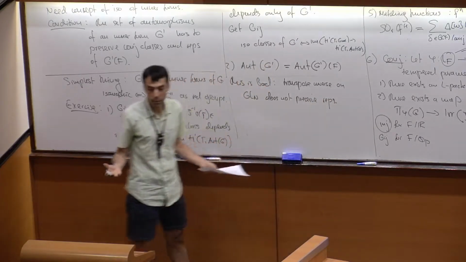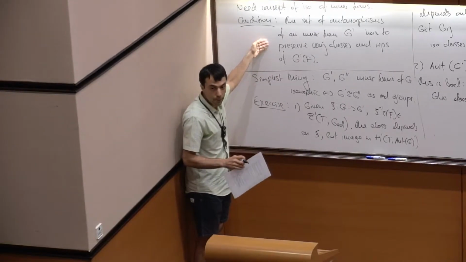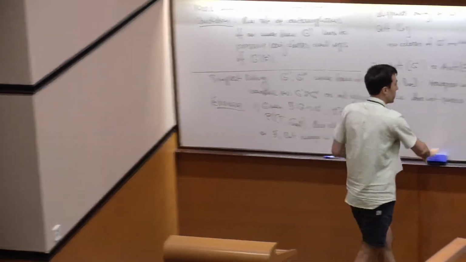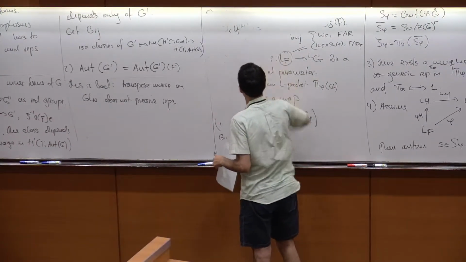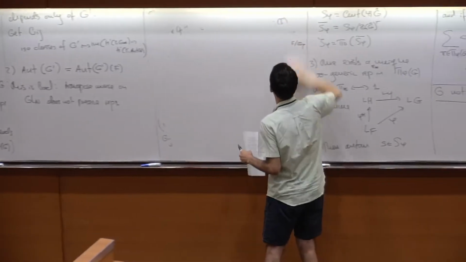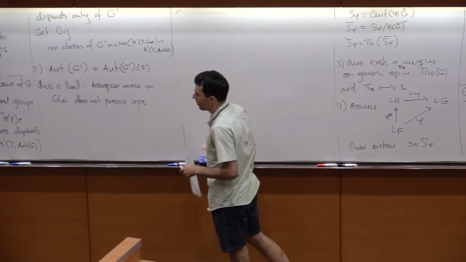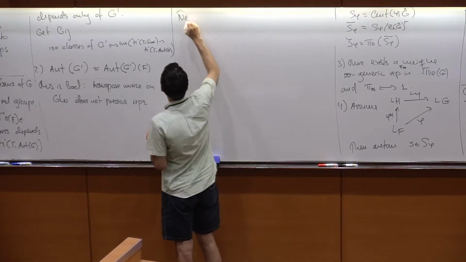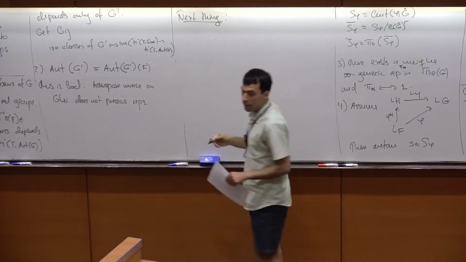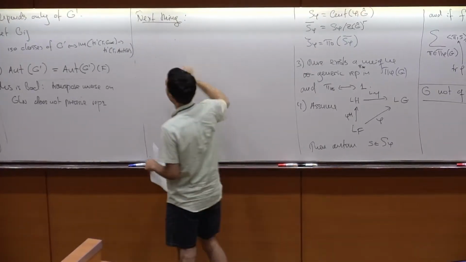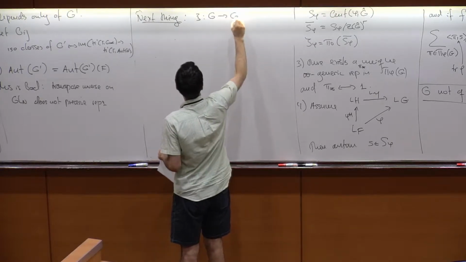Namely, it sends every representation to its contragradient. So it fails our condition here. Okay, let's look at the next possible concept of isomorphisms. So the next thing we can do is introduce a concept of isomorphisms of inner twists.